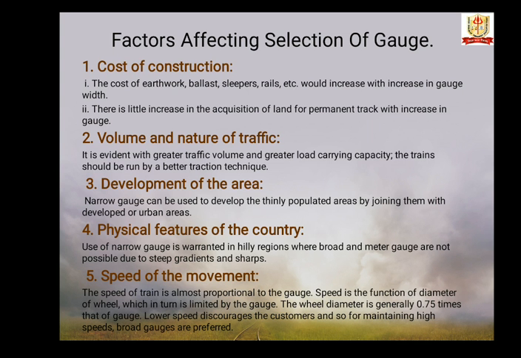Then speed of movement. The speed of a train is almost proportional to the gauge. The speed is a function of the diameter of wheels, which in turn is limited by the gauge. The wheel diameter is generally 0.75 times that of the gauge. Low speed discourages customers, and so for maintaining high speeds, broad gauges are preferred.